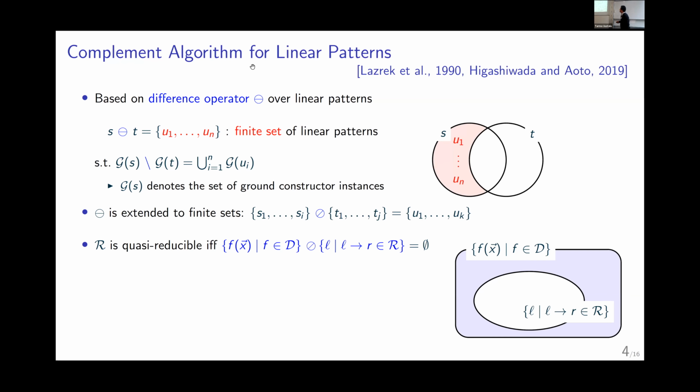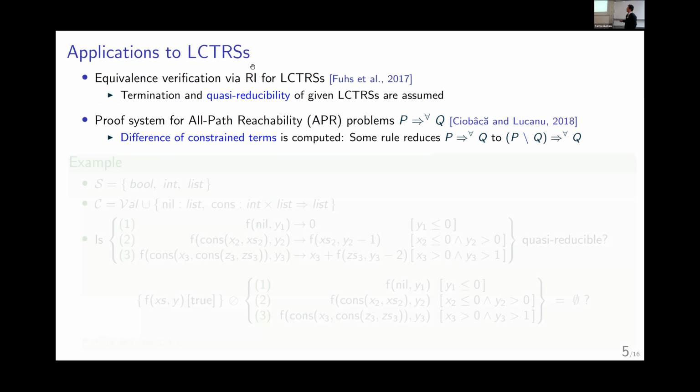So this is our key algorithm, and we would like to apply this technique to LCTRS, for example, equivalence verification using rewriting induction, because that technique assumes quasi-reducibility of the given LCTRS. And we are also working on a proof system for all-path reachability. The proof system uses difference of constraint terms, and thus we would like to apply the difference operator to the LCTRS setting.